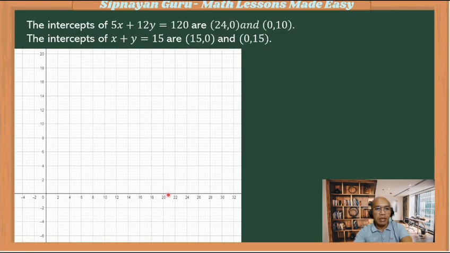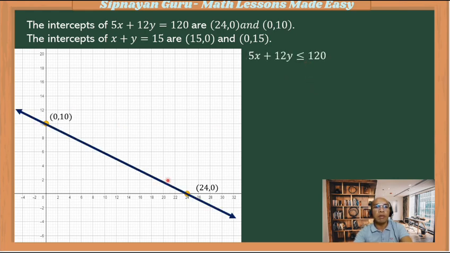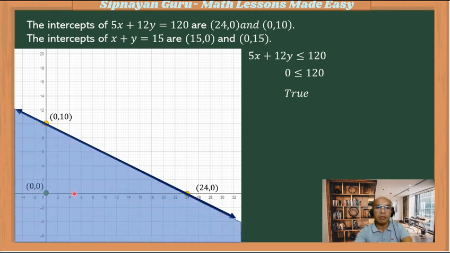So graph them in the Cartesian plane. 24 and 0 is here. 0 and 10 is here. The given inequality is less than or equal to, so therefore our boundary is a solid line. Test using the test point to determine the region. So if this is 0, 0 less than or equal to 120 is a true statement. So we will shade the region that contains the test point.